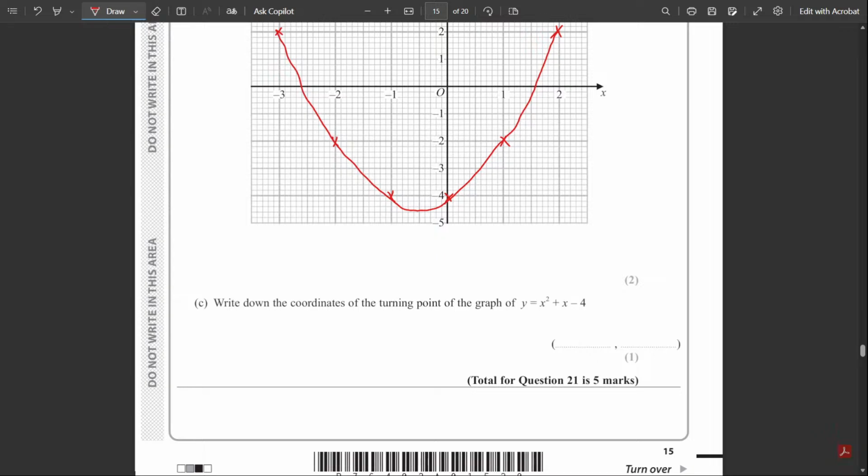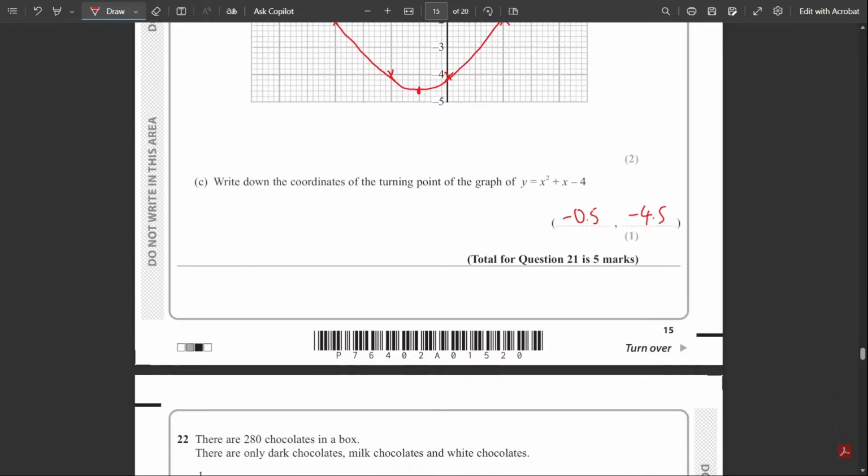Next, coordinates of the turning point of this. So the turning point is going to be when x is negative 0.5, and then the y value, from our graph, it looks like it's going to be negative 4.5. Obviously, it might not be exactly the same, but when you put x equal to negative 0.5, what would it be? We're just going to look at the graph and say the turning point of this graph is negative 4.5. So you're using your graph.